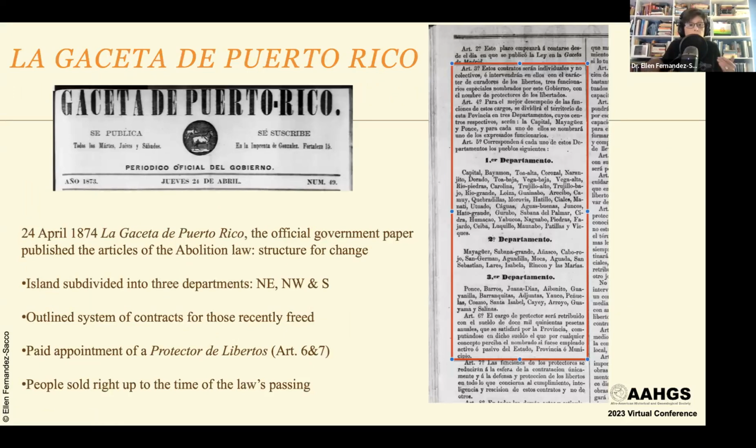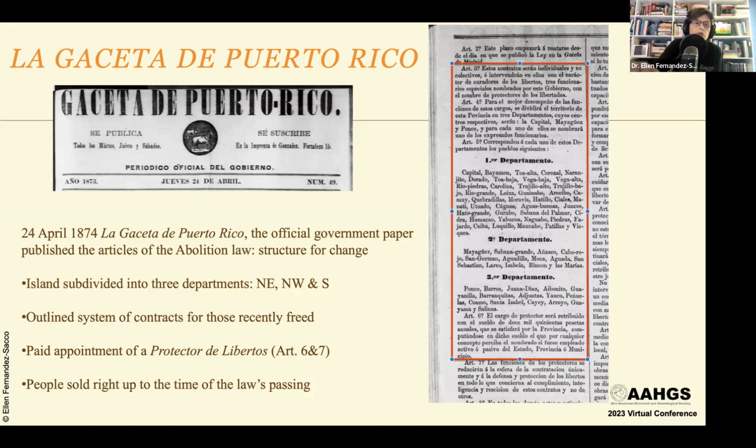So the law is actually published in La Gaceta de Puerto Rico, which is the official newspaper. It's available in the Library of Congress website. I encourage you to explore the newspaper. It has many things in it, but particularly this issue, if you check it out, it's the entire 4 pages of the paper, lists all of these articles for the abolition law. And this provides a structure for change for the country to move forward so that people can move into full citizenship at some point.